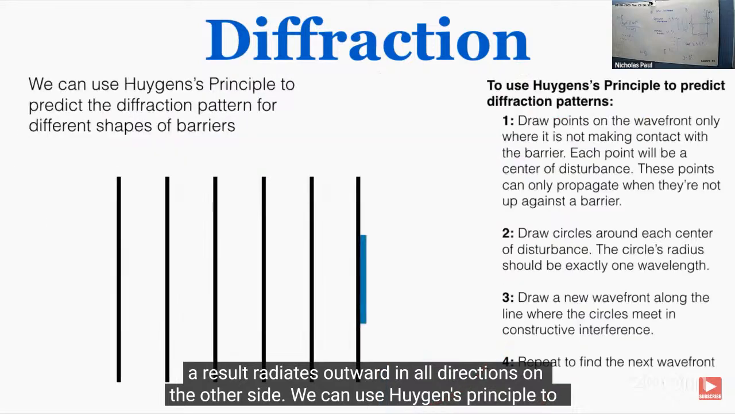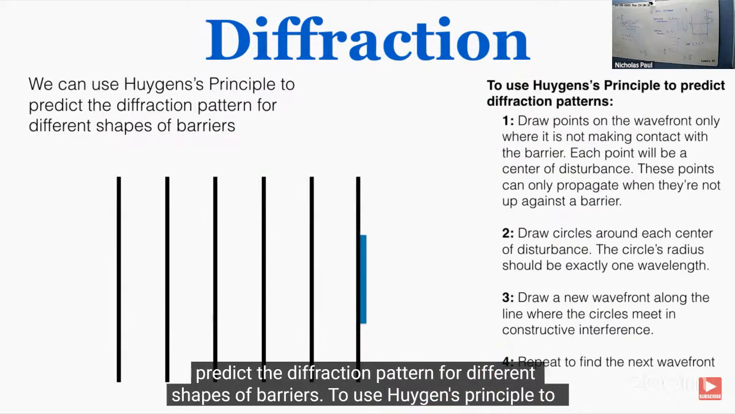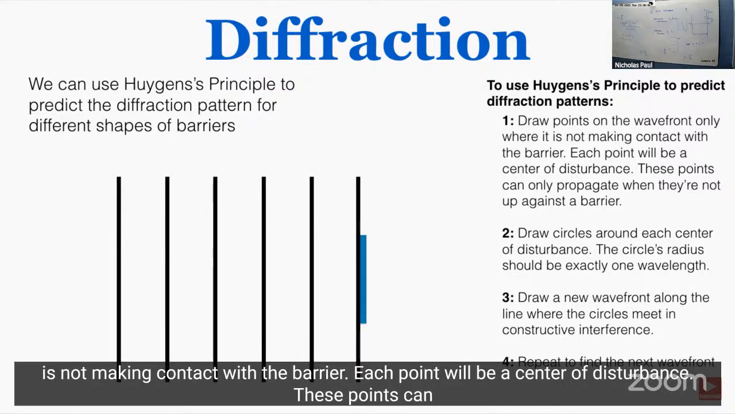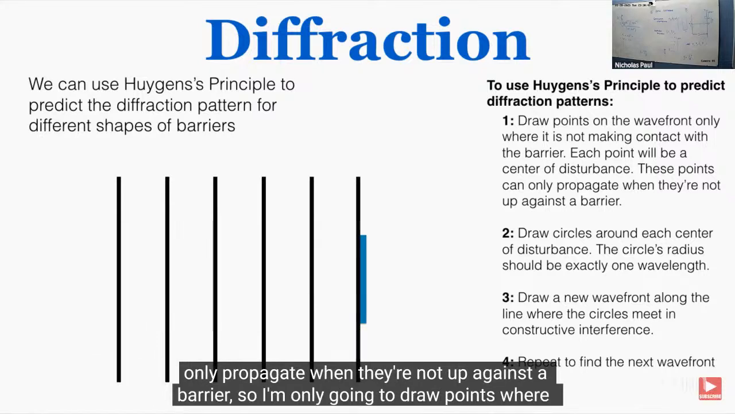We can use Huygens' principle to predict the diffraction pattern for different shapes of barriers. To use Huygens' principle to predict diffraction patterns, we're going to start by drawing points on the wavefront only where it is not making contact with the barrier. Each point will be a center of disturbance. These points can only propagate when they're not up against a barrier. So I'm only going to draw points where there's no barrier.